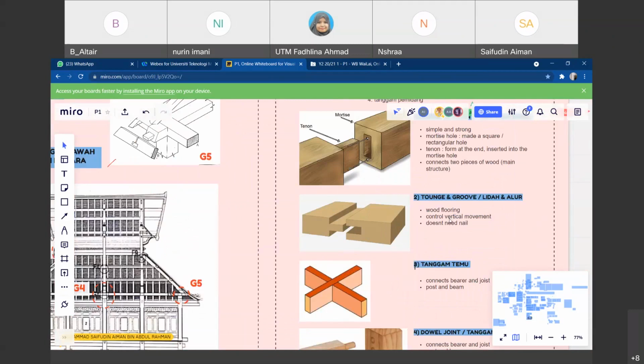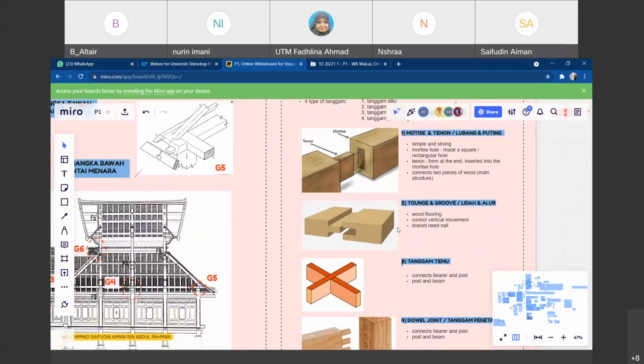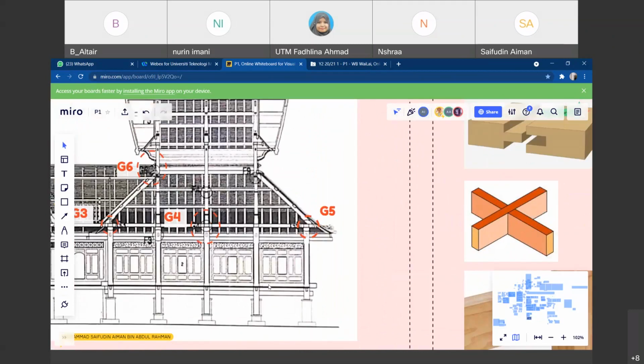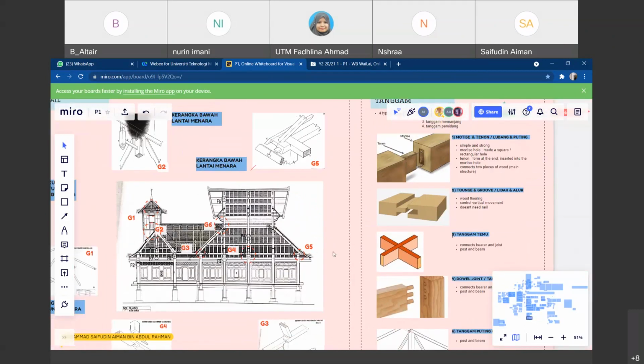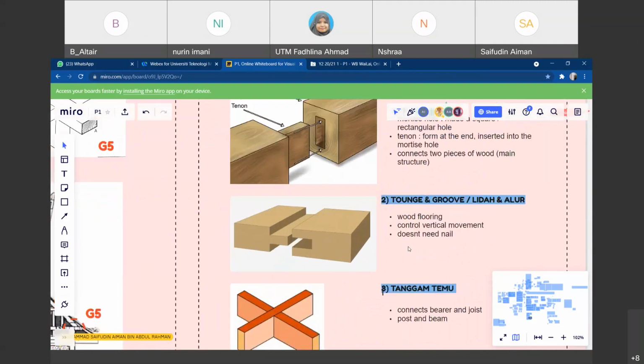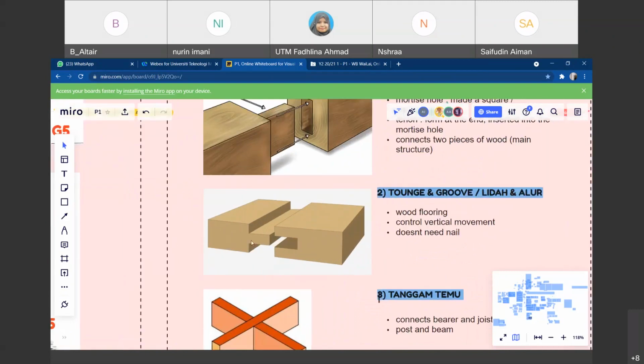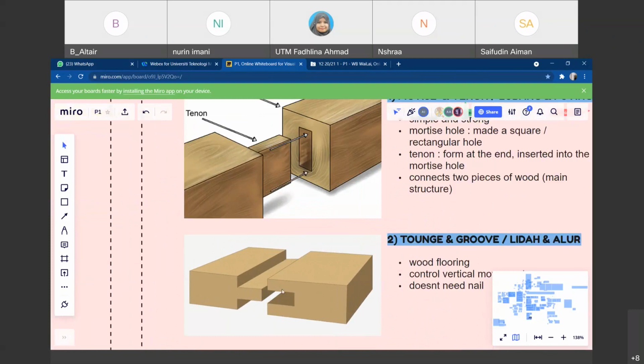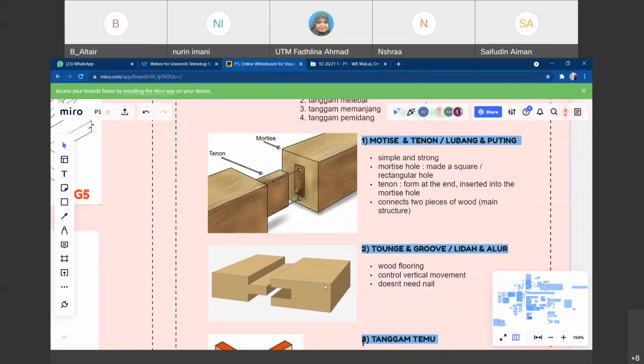And then the second one is tongue and groove. Tongue and groove is a basic traditional floor jointing for wood flooring. So it's the same concept, but the style of the tanggam, the hollow part, is different.